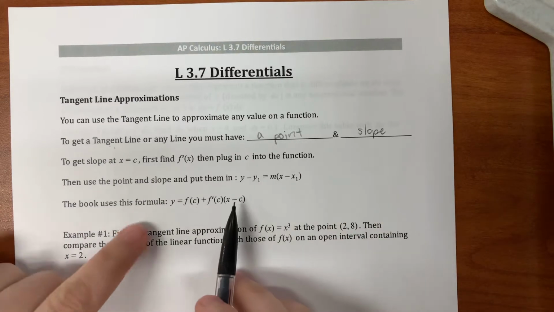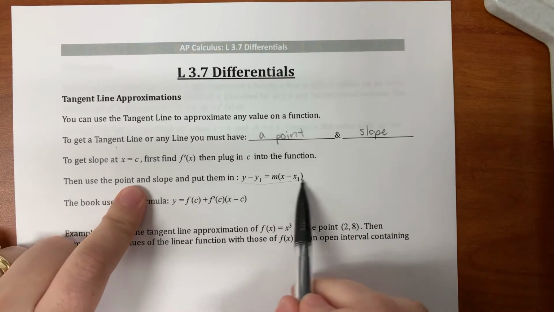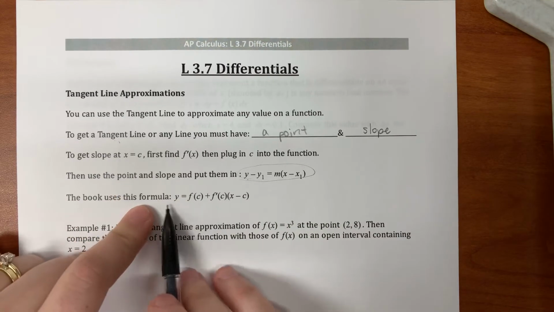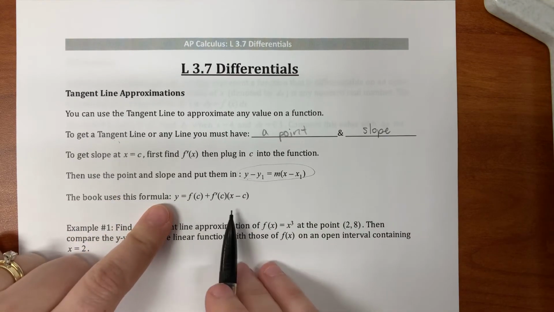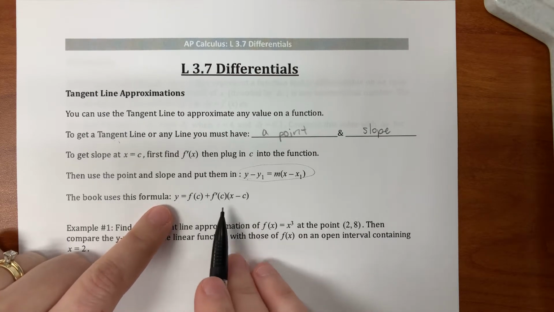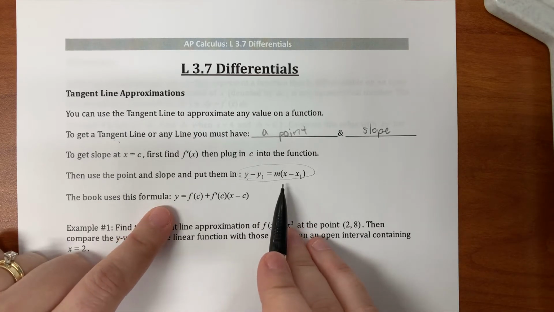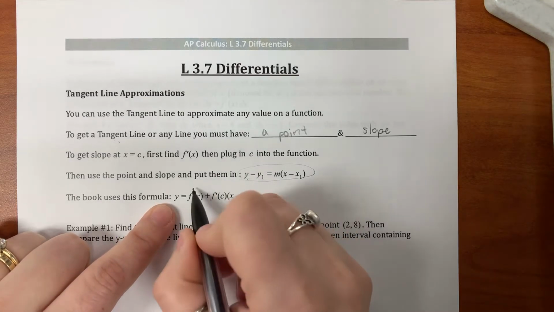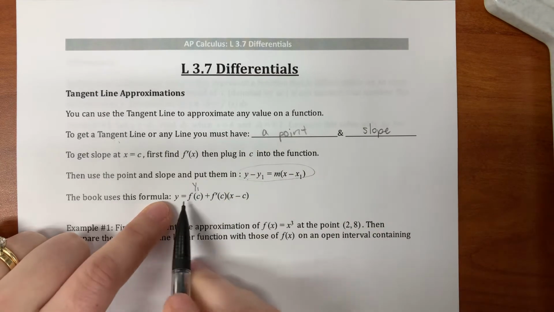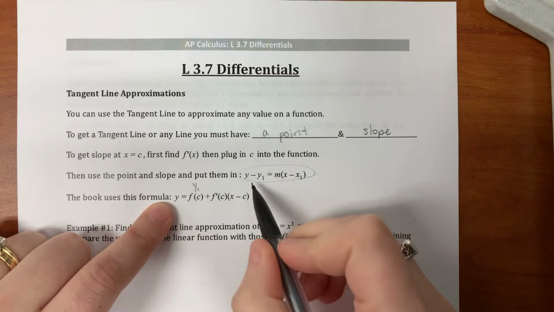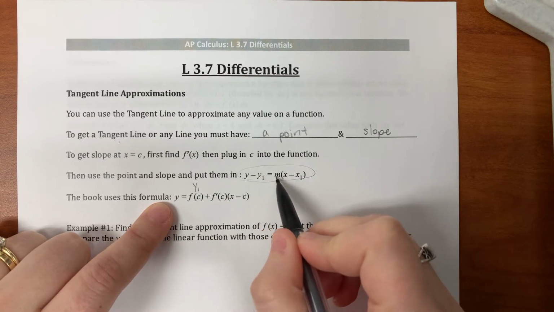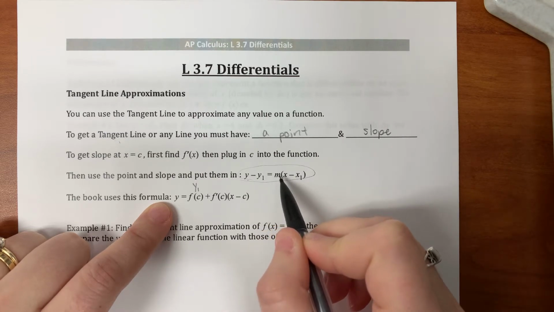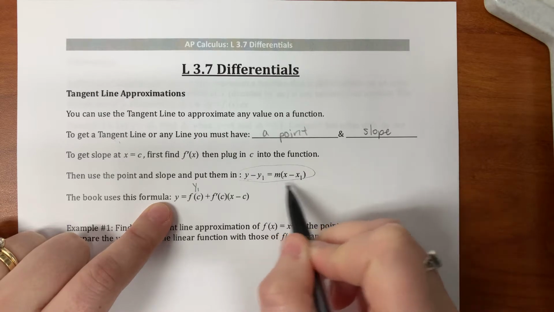Okay, one thing that I will point out, so we've talked about this form, this is point-slope form of an equation. The book uses this formula in this lesson. This is the exact same thing as this. It's just written a little bit differently, so let me tell you why. So this f of c, that is y1. And they said y equals that. Well, what they did was they added y1 to both sides. So if I added y1 over here, this would be y1 plus m times x minus x1. So it's the same thing here.